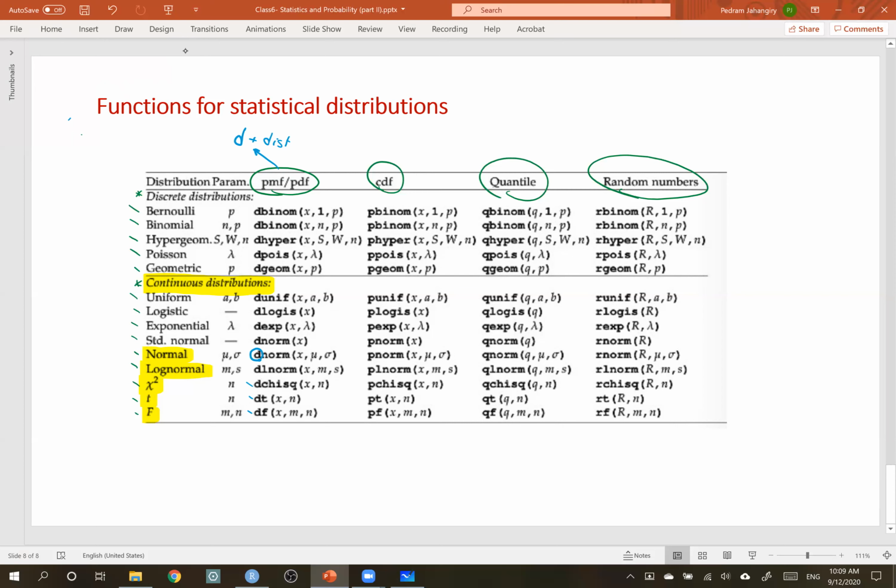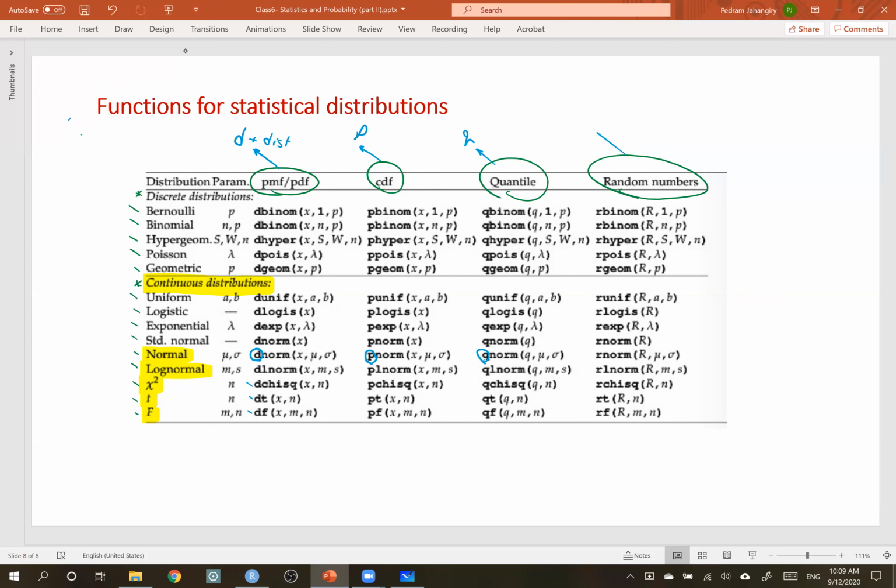Okay. Then the next letter that we're going to explore is P. If you want to calculate the CDF, the area under the curve of the PDF, we use P. So for instance, if it is normal, we say pnorm, or pchisq, or pt, or pf, right? The next letter is Q. Q stands for quantile. So we do qnorm, qchisq, and so on. Okay.